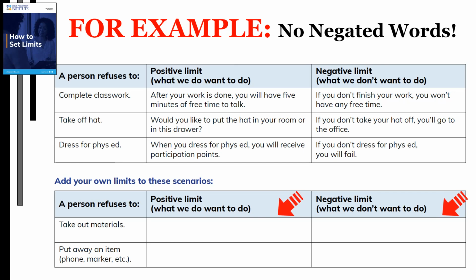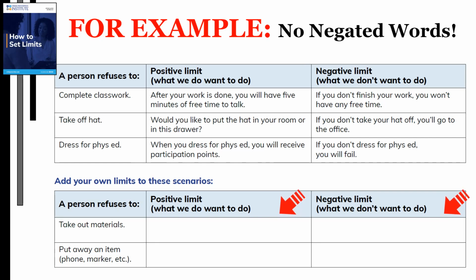So let's say a person refuses to complete classwork. What we want to do is say, hey, after your work is done, you'll have 5 minutes to work on a different activity or a more preferred activity. We're not going to say free time, but we will say a preferred activity, right? Negative limit setting is, if you don't finish your work, then you won't have any free time, right? And we know that we don't have any free time. What we do is we have academic focus time. We do have some brain breaks and things like that. But this is another one.